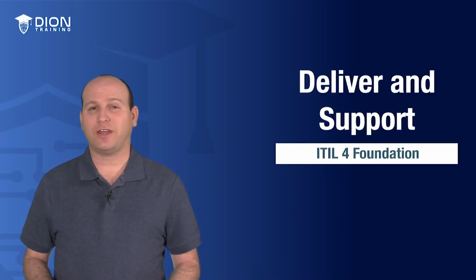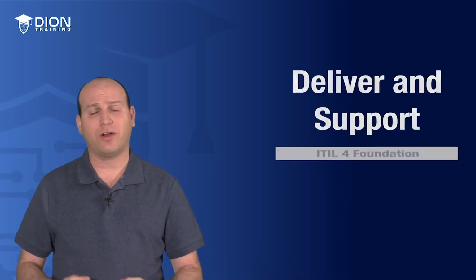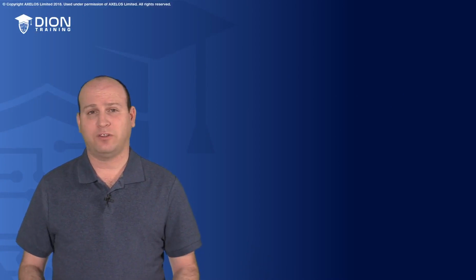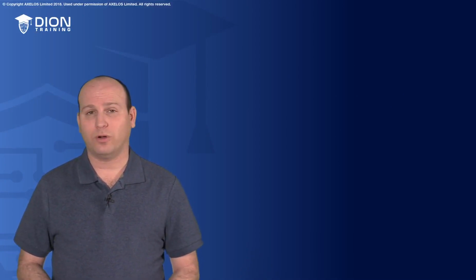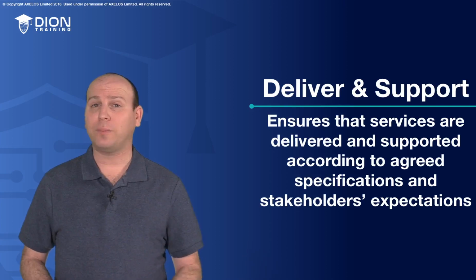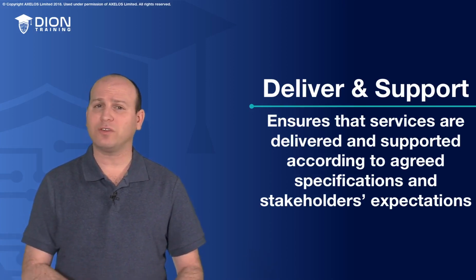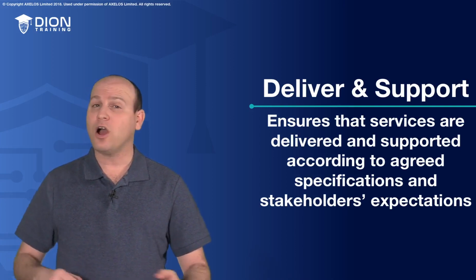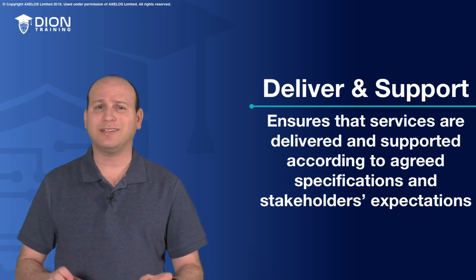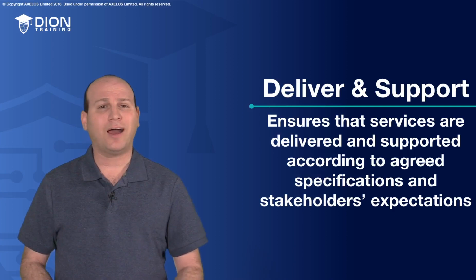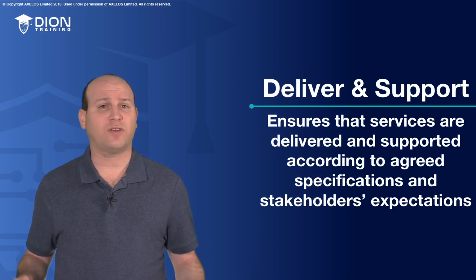The third value chain activity inside the center of the value chain is deliver and support. This is where a lot of us work if we work in the IT world. If you happen to work in IT support, you probably work inside of deliver and support. The purpose of deliver and support as a value chain activity is to ensure that the services are delivered and supported according to the agreed specifications and stakeholder expectations. I like to think about this as service operation.